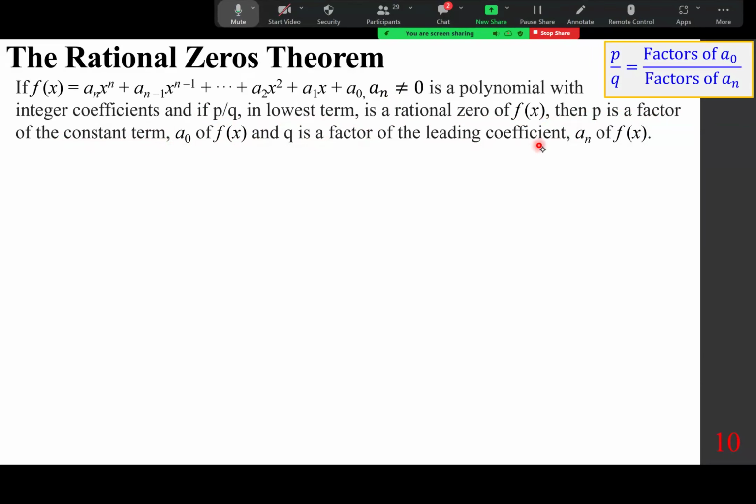In other words, if we are looking to find possible rational zeros in the form of a rational number P over Q, P would be factors of the constant a sub zero. Q would be the factors of the leading term a sub n. Okay, everybody? That's the idea.